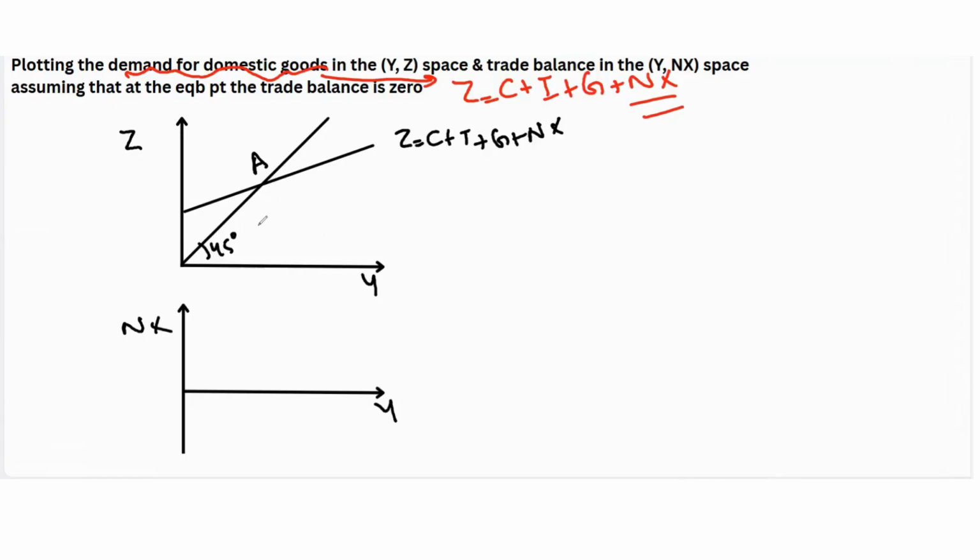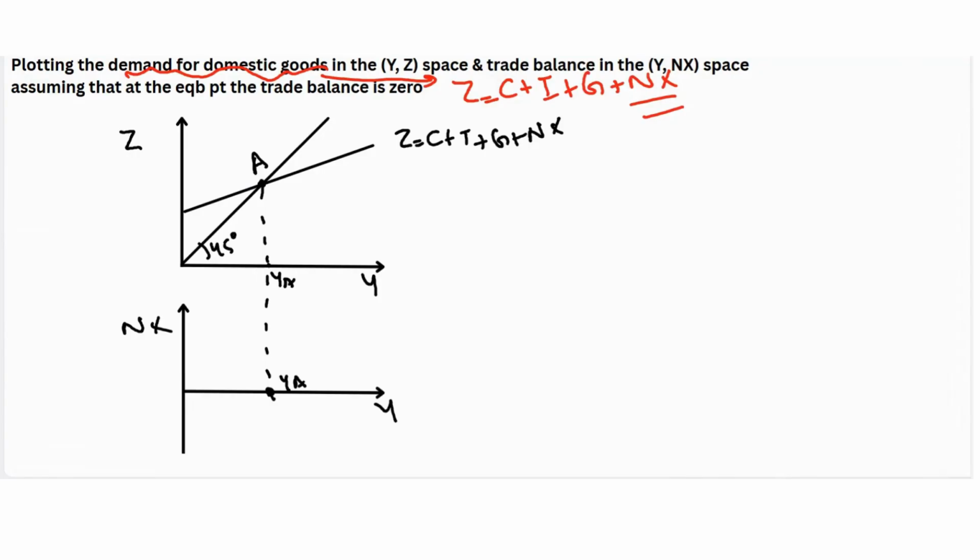Now in the lower panel, we want to plot our trade balance in the Y and NX space. We're assuming that at the equilibrium point, the trade balance is zero. In general, at the equilibrium point, you could have a deficit, or you could have a surplus as well. This is just an assumption that we're making.